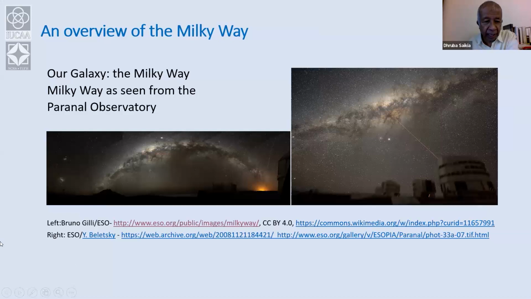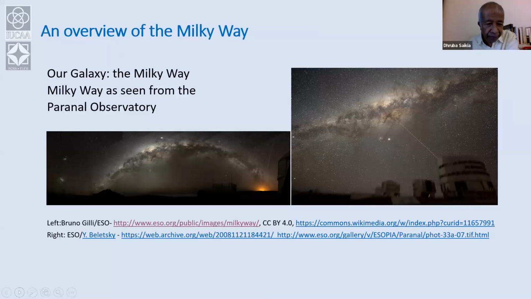And the dark patches are because of dust and gas which obscures starlight. This picture has been taken from the Paranal Observatory in Chile, and you can see the Magellanic Clouds over here. This is actually a smudged out picture of Venus because of exposure, and these are city lights from a nearby town, Antofagasta. And this sort of laser beam shows you where the center of the galaxy, the Milky Way, is.